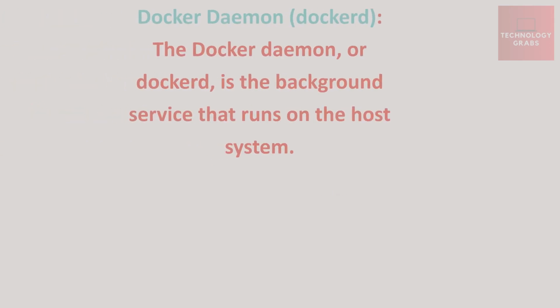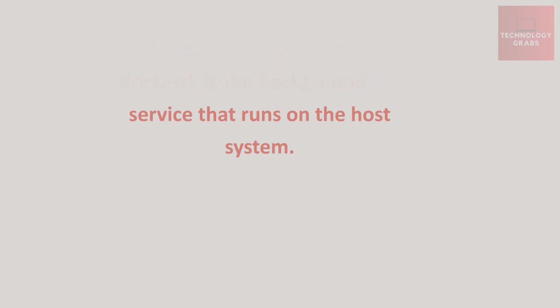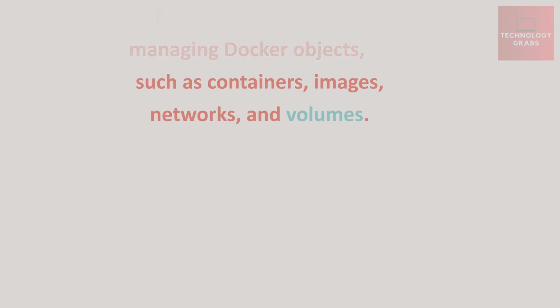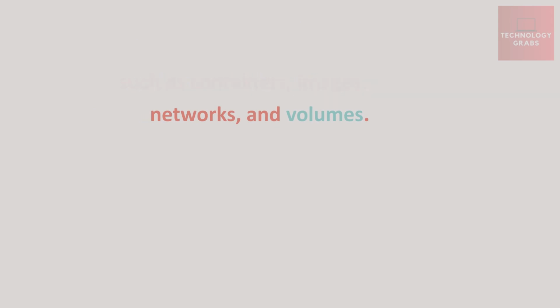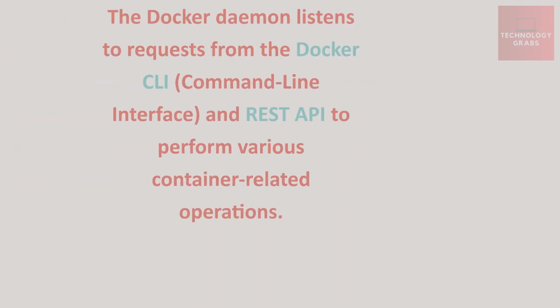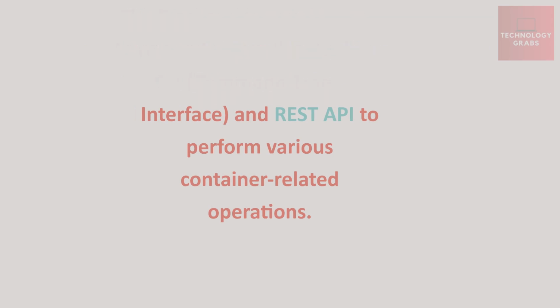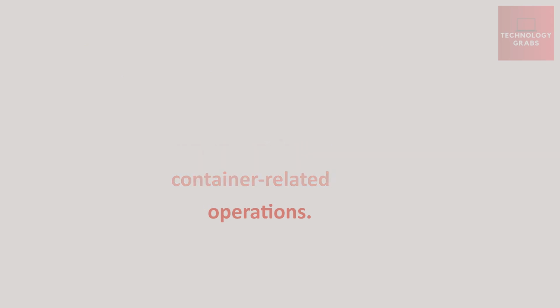Docker daemon, dockerd. The Docker daemon, or dockerd, is the background service that runs on the host system. It is responsible for managing Docker objects, such as containers, images, networks, and volumes. The Docker daemon listens to requests from the Docker CLI, command line interface, and REST API to perform various container-related operations.